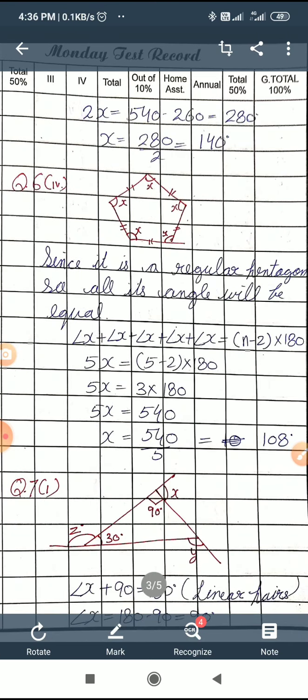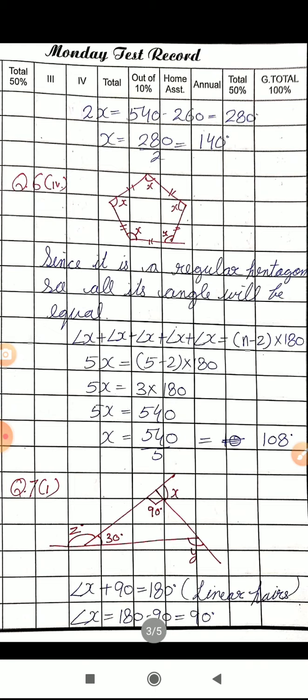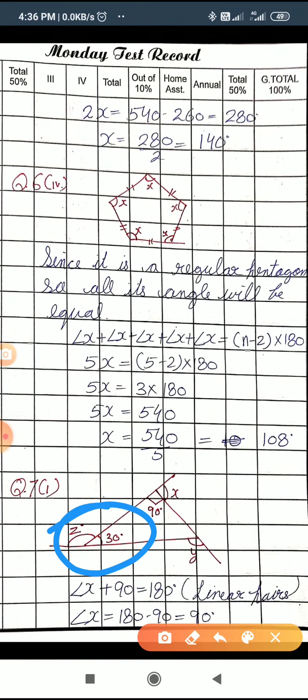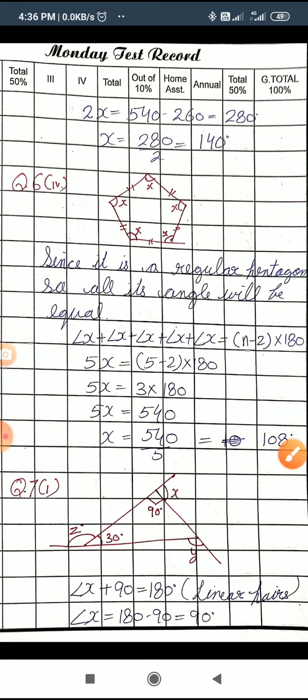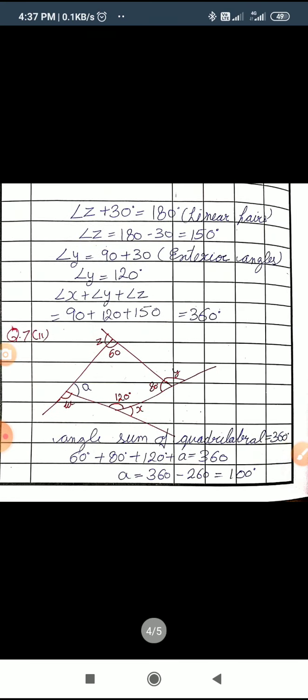Here we have the first part of question 7. What I did, x and 90 we have just done in the previous question, first part of 6, these are a linear pair. So I got the value of x as 90 degrees. Similarly, you can see z and 30 are also a linear pair. So z plus 30 is equal to 180. I got z as 150.